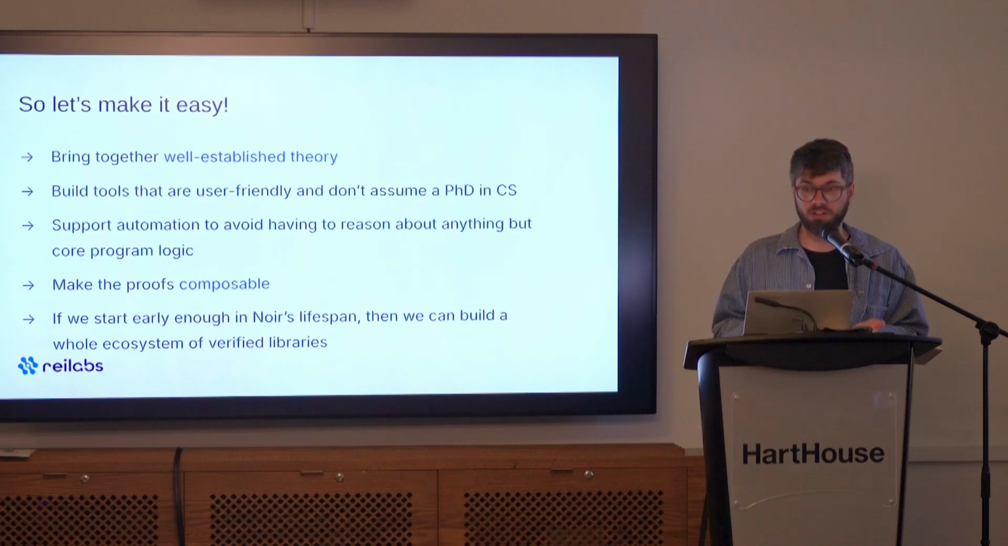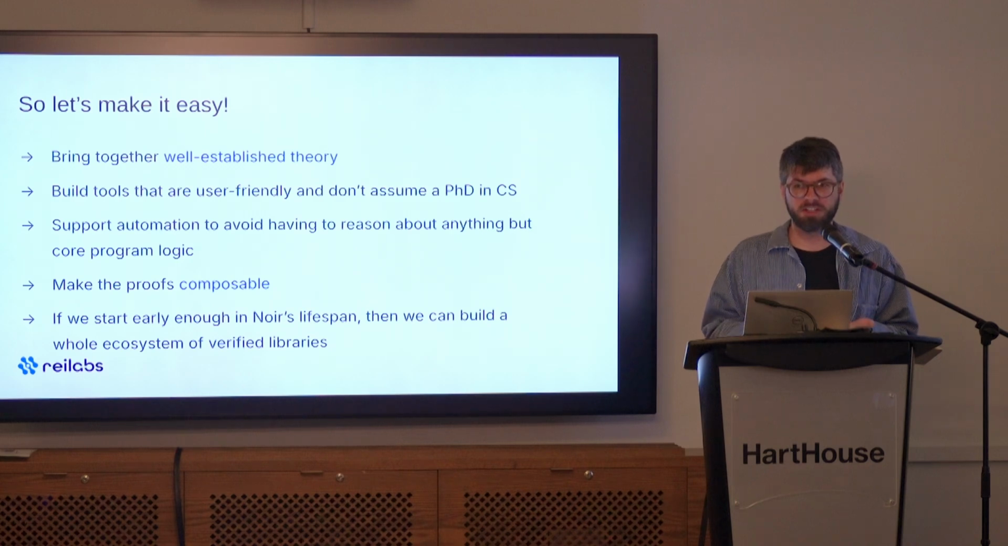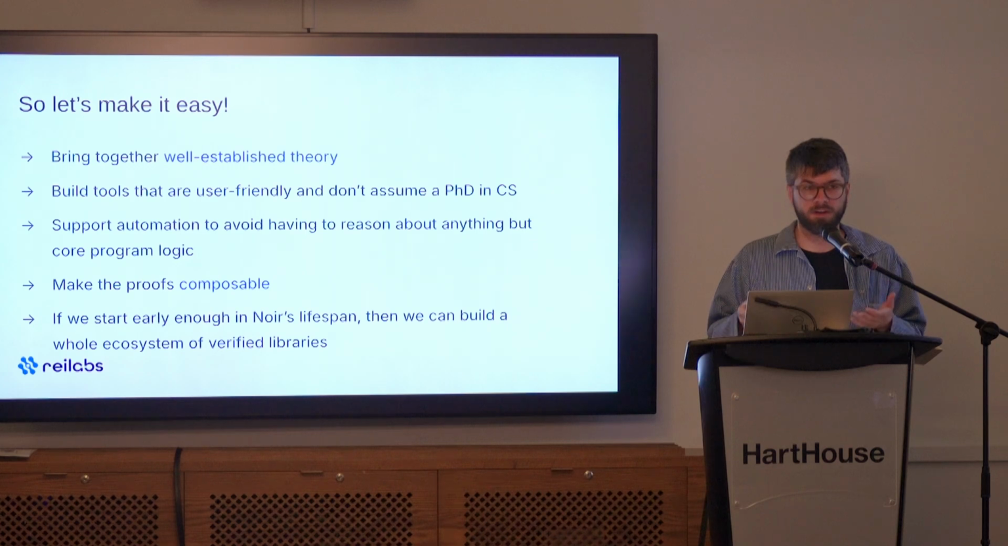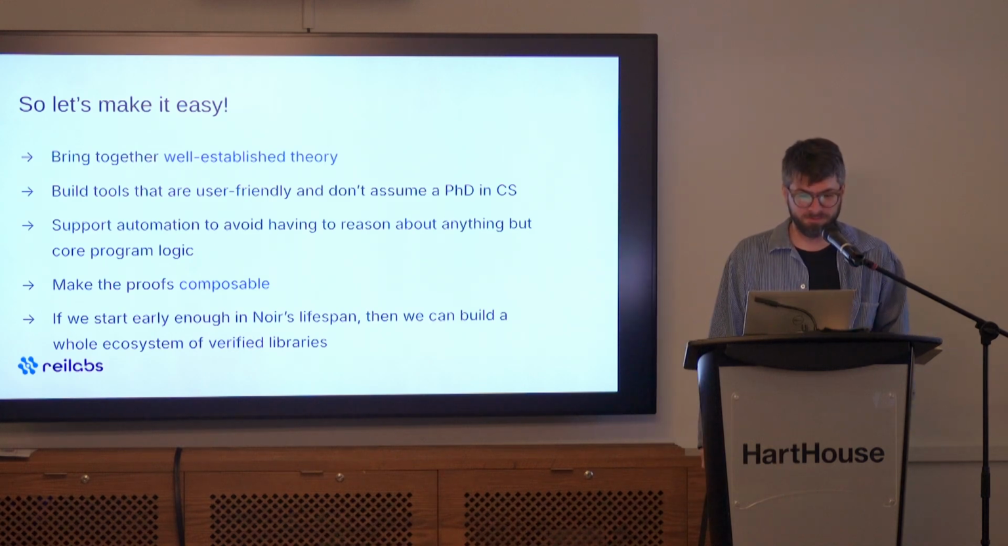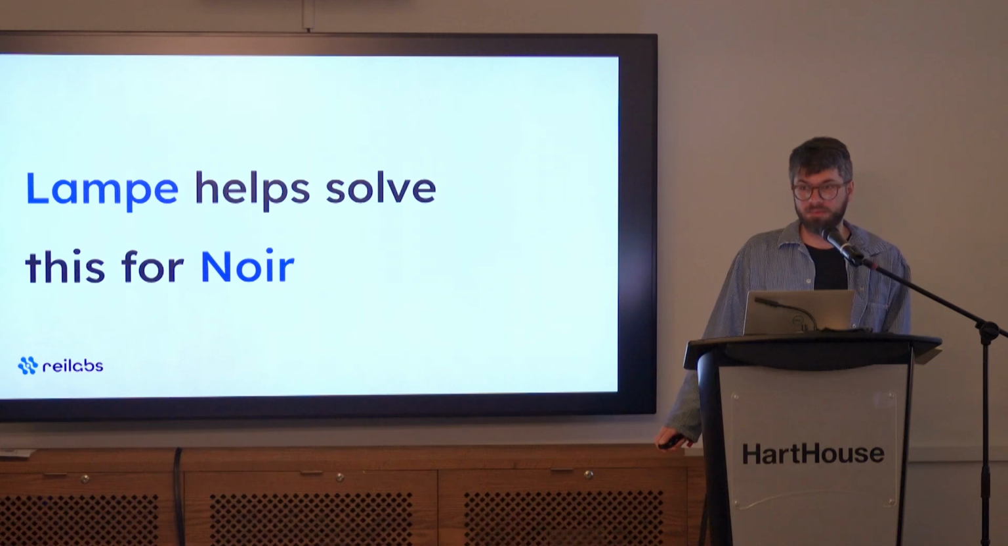But Noir is relatively early in its lifespan, and there's really a chance that if we start early enough, we can end with a whole ecosystem of Noir libraries that are formally verified and that can work together. And as a larger portion of the language gets formally verified, as a larger portion of the libraries get formally verified, it gets easier to formally verify things later on. So, like I said, Lampe tries to solve this problem for Noir, and I think we've come to a nice place with it, and I think in the end it really does solve this problem.